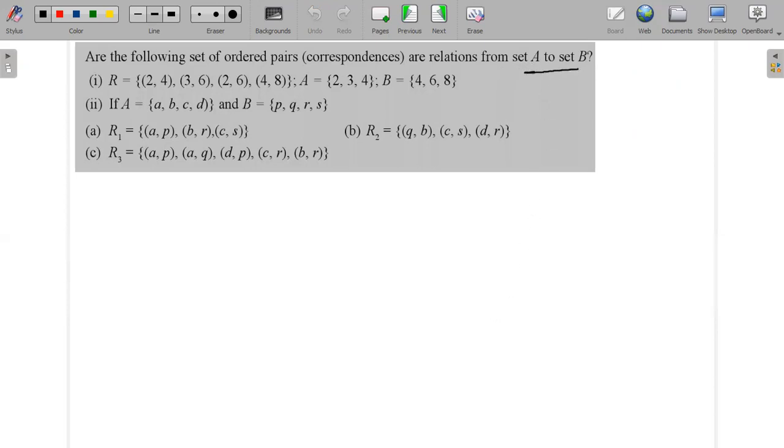Just check your understanding there. You need to check which one of the following is a relation or not. First one, where we don't have any problem because the first elements 2, 3, 2, 4 are from set A, whereas 4, 6, and 8 are from set B. In the second one, in part B, we have a pair Q, B. In that one, Q does not belong to set A. That will make R2 not a relation.